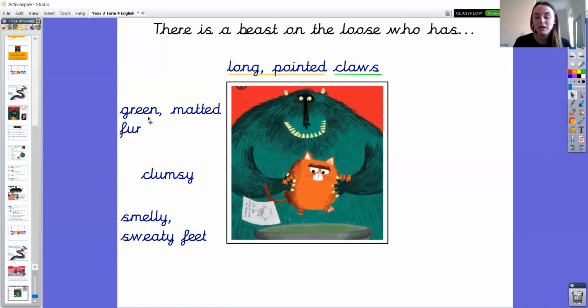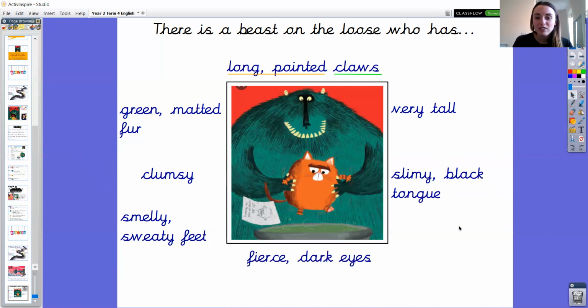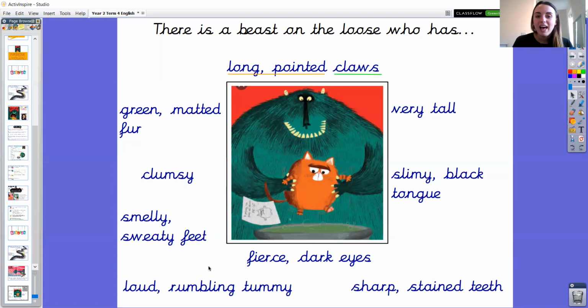So they are a few descriptive phrases that I've used. I also described the terrible beast being very tall and having a slimy, black tongue. I thought that was quite monster-like. He's also got very fierce, dark eyes. Very scary looking, aren't they? And of course, he's got a loud, rumbling tummy as he's very hungry, and sharp, stained teeth. So I thought his teeth looked quite yellow.